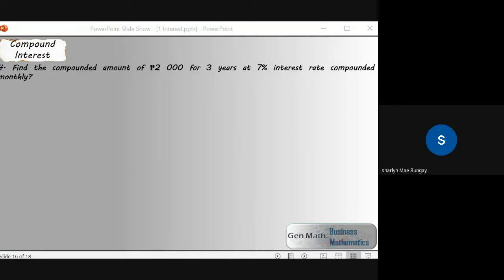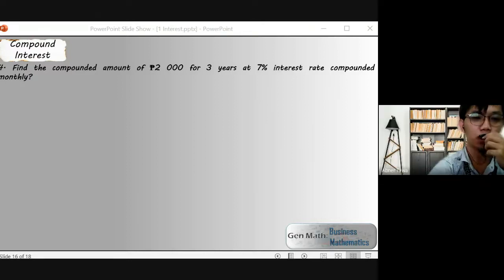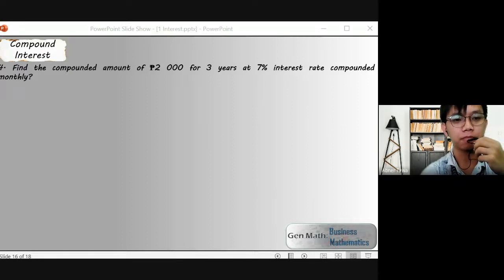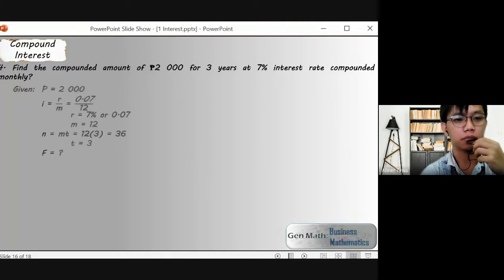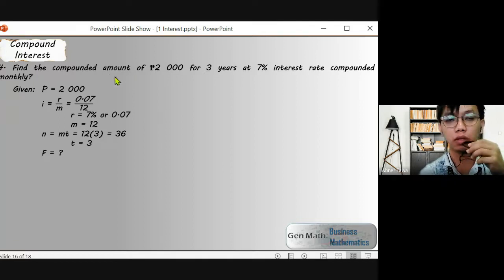Then the compounded amount of 2,000 pesos for 3 years at 7% interest rate, compounded monthly. Okay, thank you. That is 7%. Okay, so what will be our given here? We have here, ang hanapin natin again is the compounded amount, that is the same as the future value. And then the present value will be 2,000 pesos.